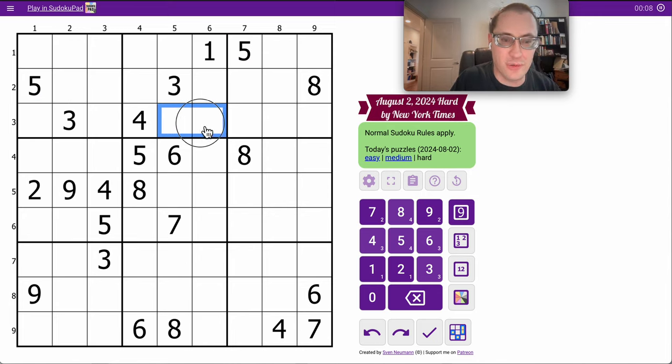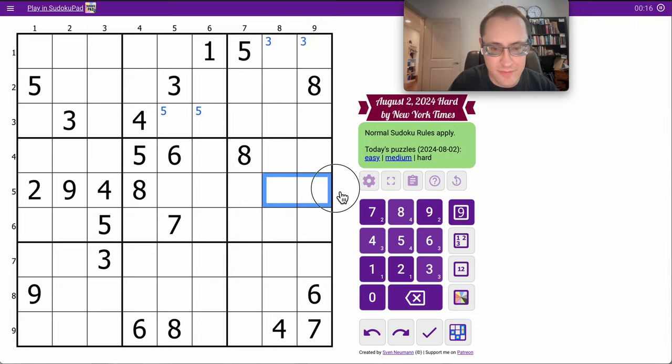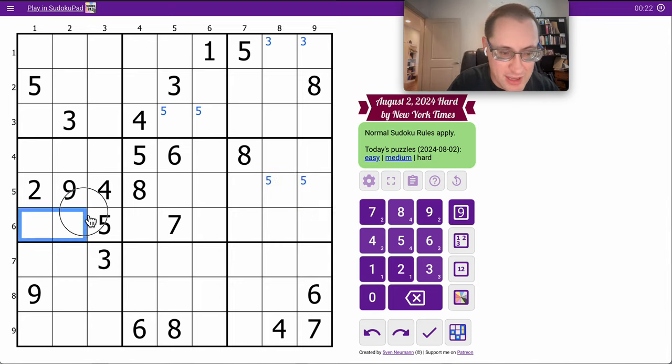I have fives in rows 1 and 2. I can place a 5 in row 3. I can place a 3 in row 1. And I get a 5 in row 5. I'll get an 8 in row 6.